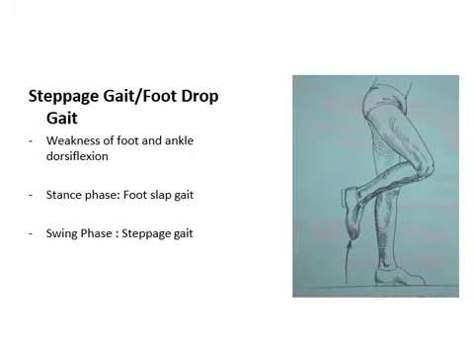The other gait is the steppage gait, or drop foot. When there is an injury to the sciatic nerve, there is loss of dorsiflexion of the ankle, and because of this there is plantar flexion of the foot and ankle. To clear the foot from the ground, the patient will raise the knee high up to avoid slapping the ground. So this is called the steppage gait or foot drop gait.